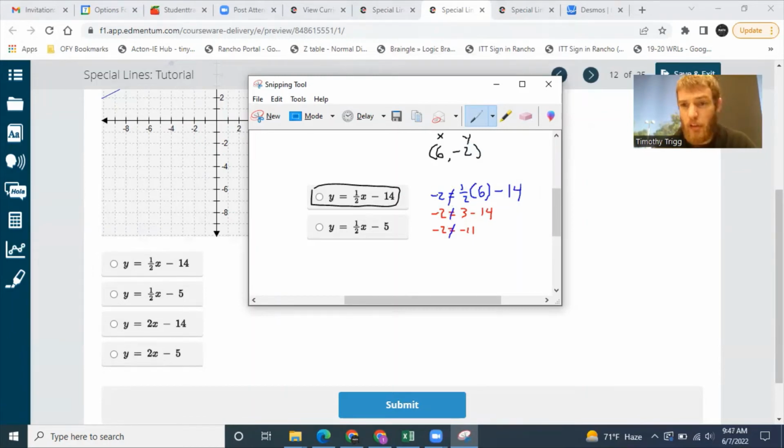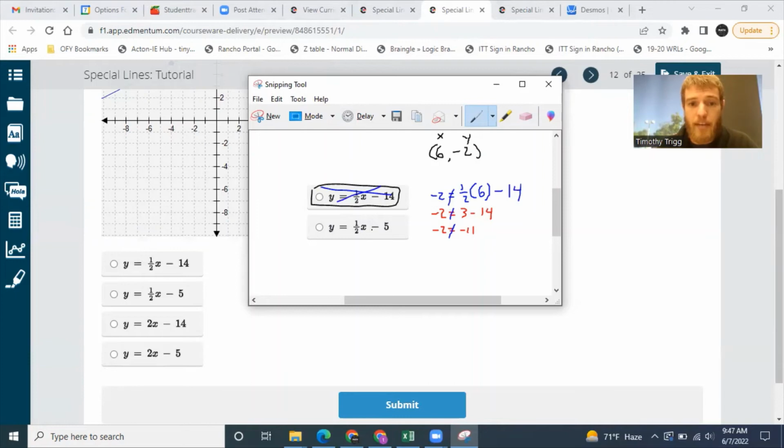By the way, my 2 kind of looks like a Z, but just know that if I mean Z, I put a little cross through it. So you see that this means 2. Okay. All right. Well, these are not equal, so this one is wrong. So that means this one must be correct, but let's just double check.